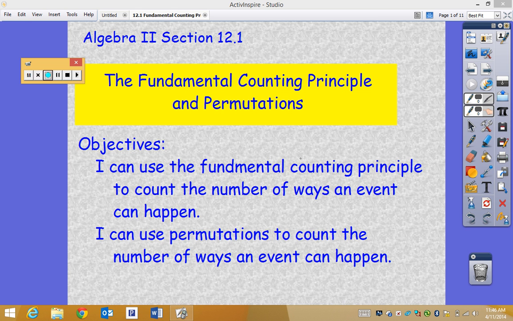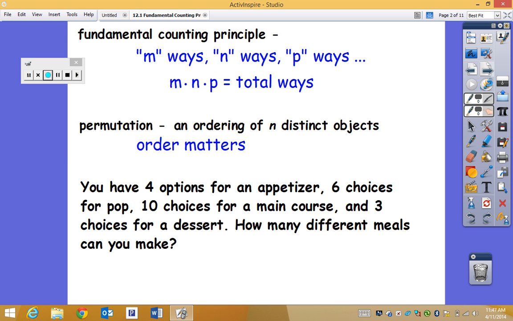In this lesson, we are starting the next unit and we are working with probability. And so we're starting with the fundamental counting principle and permutations. So we will use the fundamental counting principle to count the number of ways that an event can happen, and then we will also use permutations to be able to do the same thing. So let's take a look at a problem.